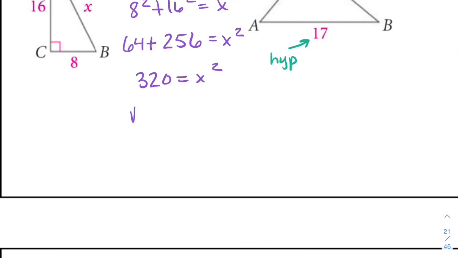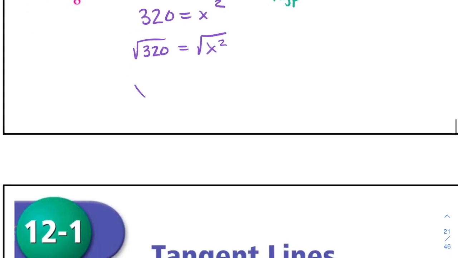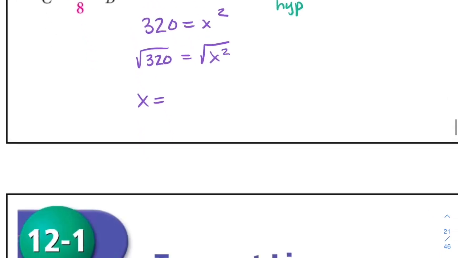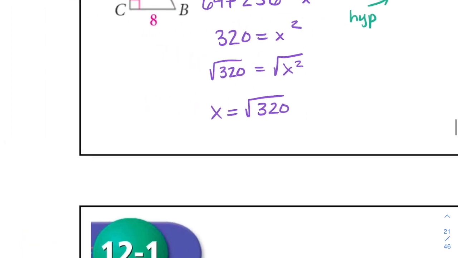So we're going to find the square root of 320 and the square root of x squared. So x is equal to plus or minus. Don't forget, we can't have a negative value, so we'll just say the positive value of the square root of 320. And we're going to have to find it in simplest radical form. So I'm going to break this down a little bit.